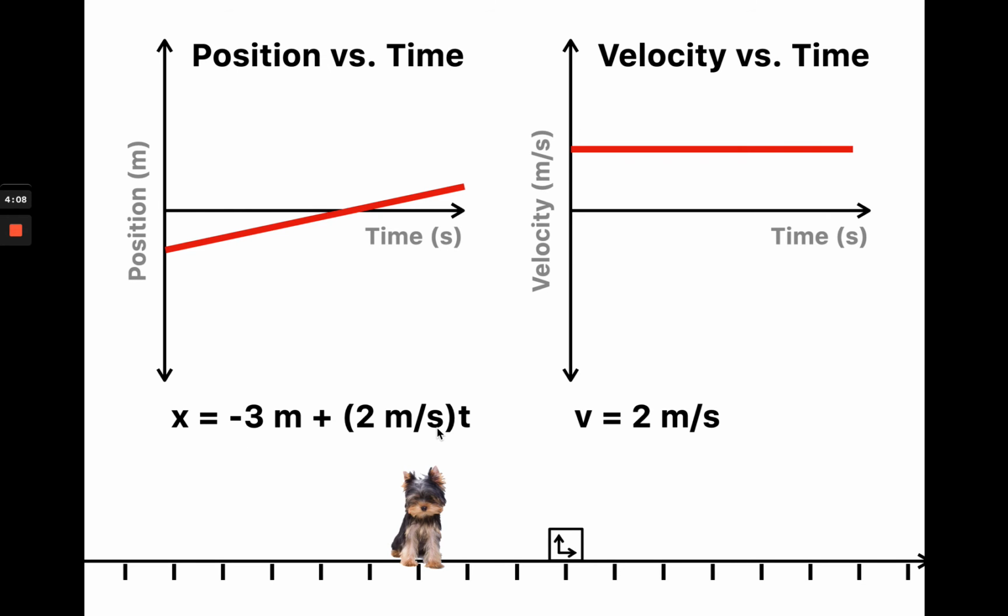The puppy is still moving forward at 2 meters per second, i.e. every second the puppy is moving 2 meters forward. So you can see by shifting the origin, it did not affect the velocity graph, but it affected the position graph by shifting the entire line down. It just basically changed the y-intercept. The slope is the same, etc.